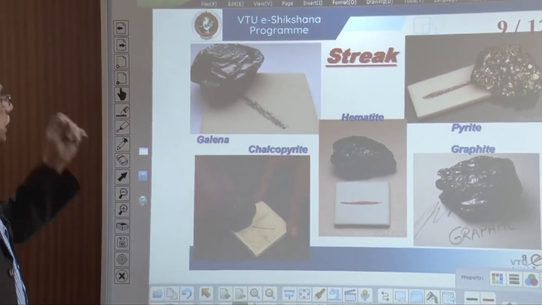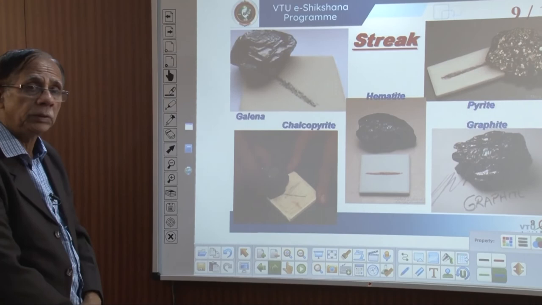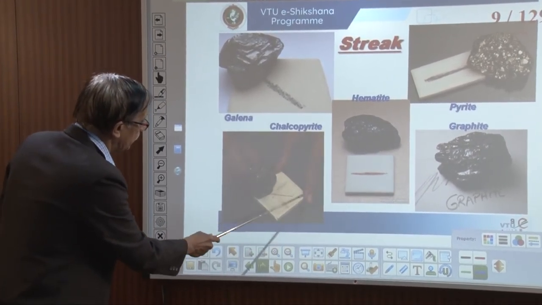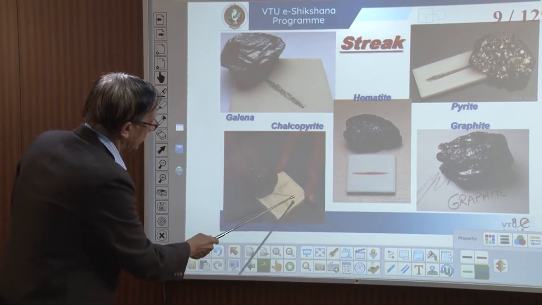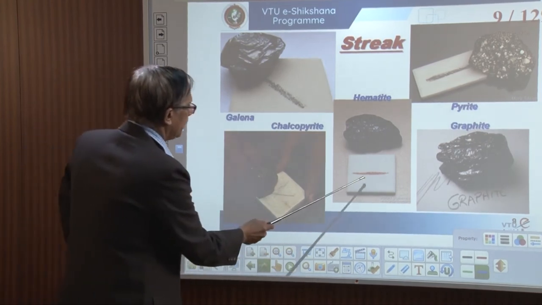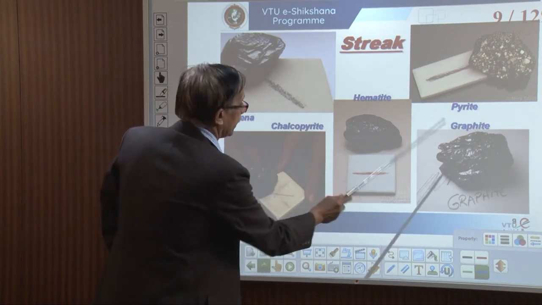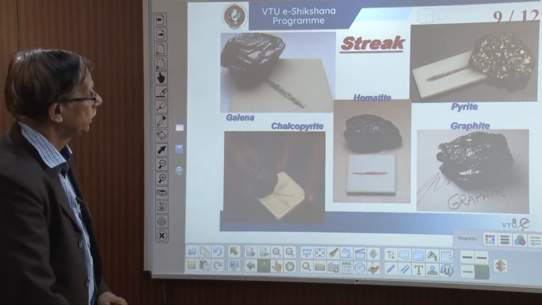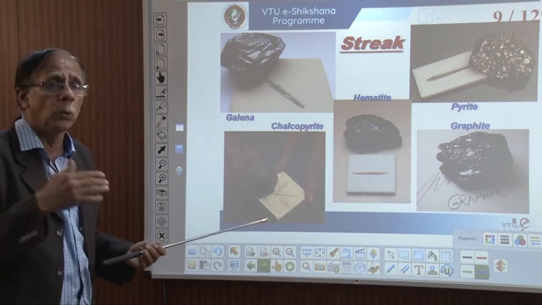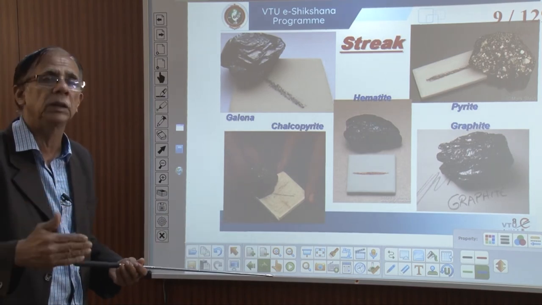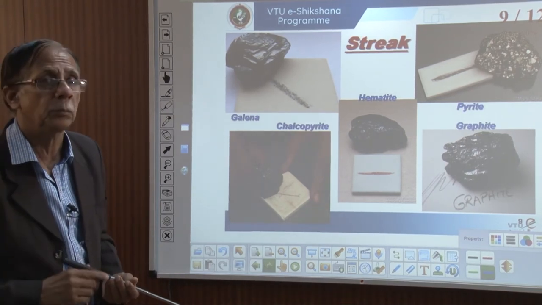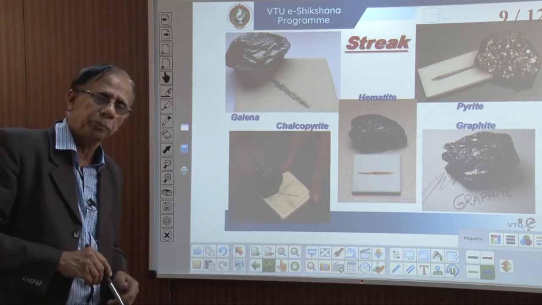Yes, we have mentioned the streak. I have shown how to find the streak. I have a plate, rub the mineral, I may get a color like this. That's the color of that particular mineral. Thus, most of the ore minerals have a streak. Based on that, I can identify them, all industrial minerals.